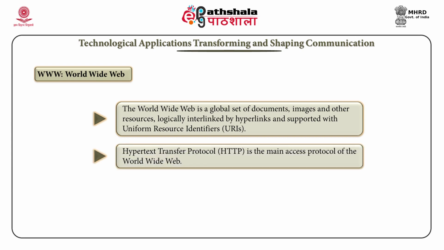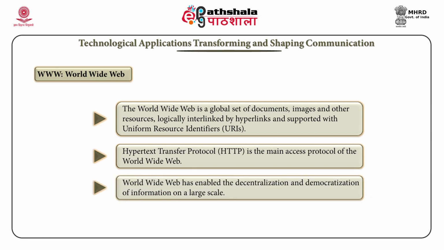Hypertext Transfer Protocol, or HTTP, is the main access protocol of the World Wide Web. Web services also use HTTP to allow software systems to communicate in order to share and exchange business logic and data. The World Wide Web has enabled the decentralization and democratization of information on a large scale. Compared to printed media, books, encyclopedias and traditional libraries, the WWW has enabled individuals and organizations to publish ideas and information to a potentially large audience online at significantly reduced expense and time.